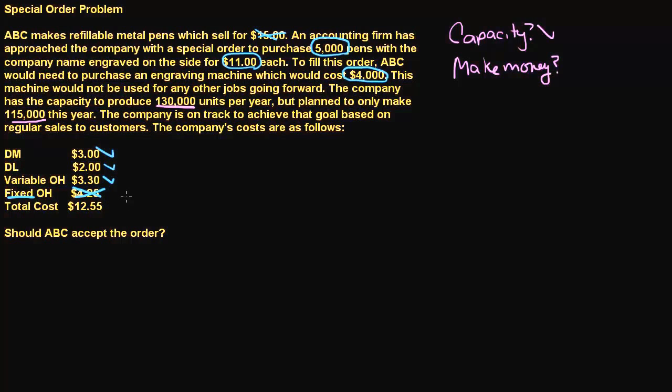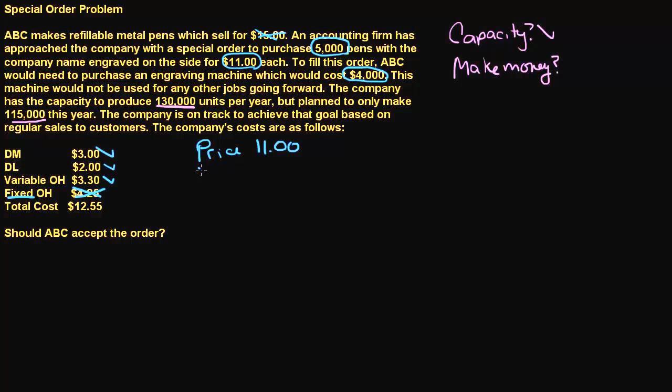Okay, so now that we've identified our relevant costs, the 5,000 pens, $11 per pen for the price, $4,000 in additional costs, and then our direct material, direct labor, and variable overhead, now we can start doing our calculation. So first, we've got our price, which is $11.